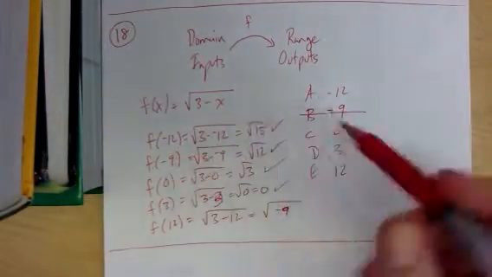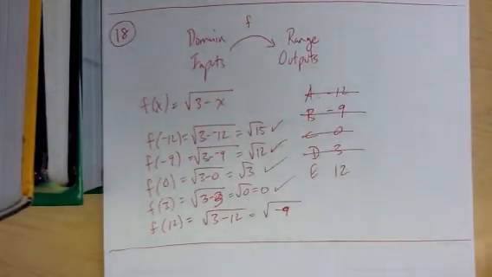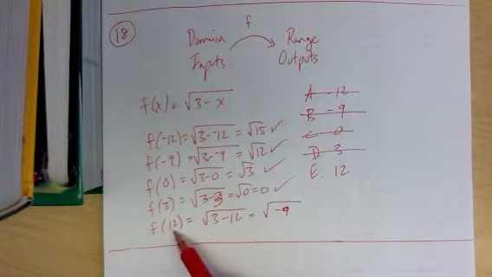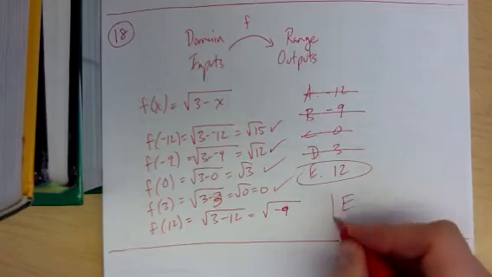So now be careful, don't pick negative 9. The first 4 we ruled out. The square root of negative 9 is not a real output, it's imaginary. Therefore 12 is not in the domain. So the answer is choice E.